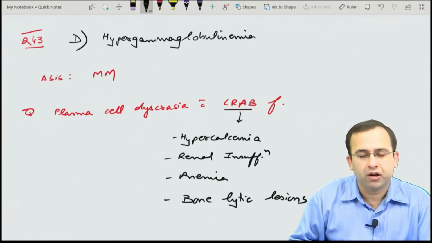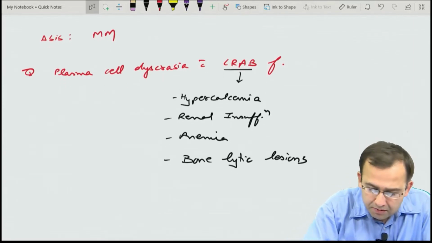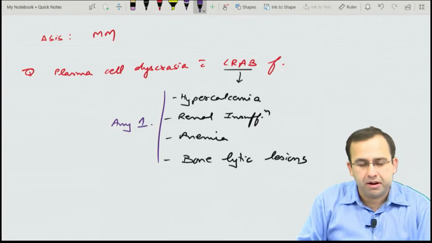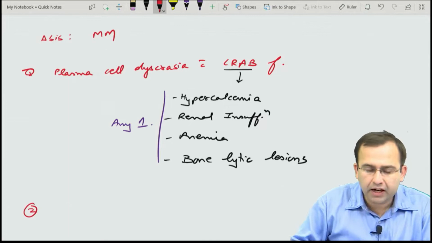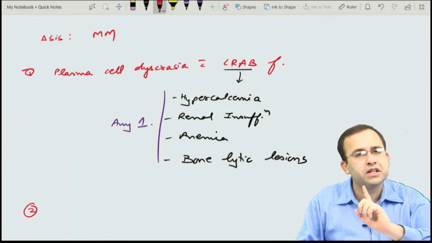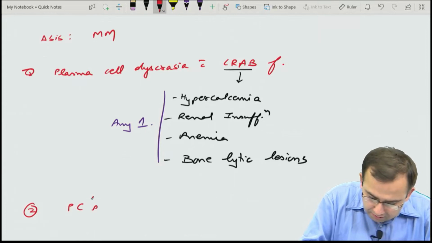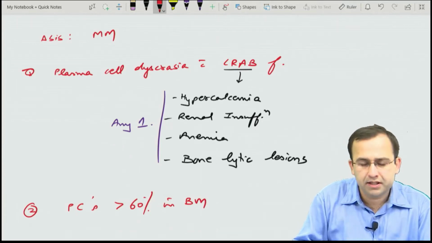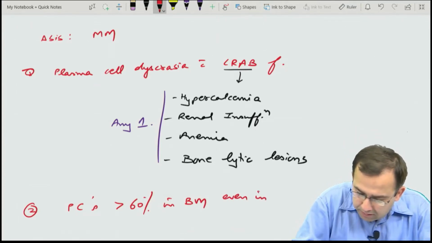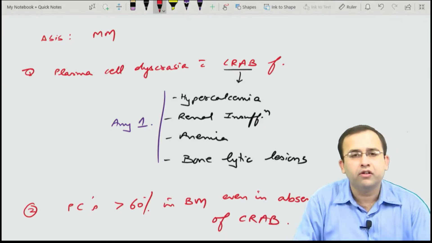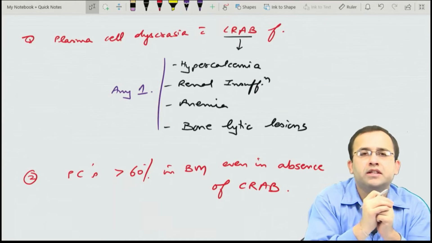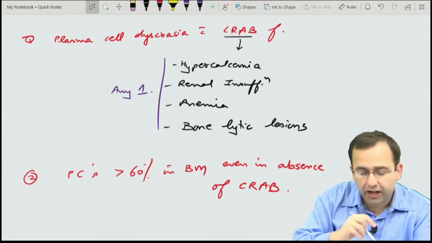This is multiple myeloma. Now, should all the CRAB features be present? No. Any one of these is sufficient to call it as multiple myeloma. Next, the second criteria for making a diagnosis: first was increased plasma cells with any one CRAB feature. Second is plasma cells more than 60% in bone marrow, even in absence of CRAB features. This second point has been added in the recent 2016 WHO classification, hence is important.